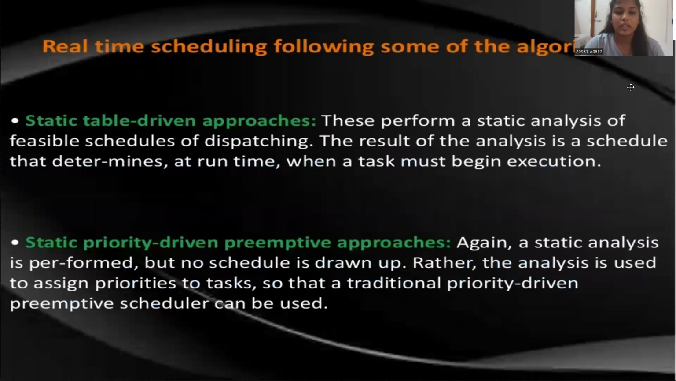Static table-driven approaches perform static analysis of feasible schedules of dispatching. The result of the analysis is a schedule that determines at runtime when a task must begin execution. Static priority-driven preemptive approaches: again, a static analysis is performed but no schedule is drawn up. Rather, the analysis is used to assign priorities to tasks so that a traditional priority-driven preemptive scheduler can be used.